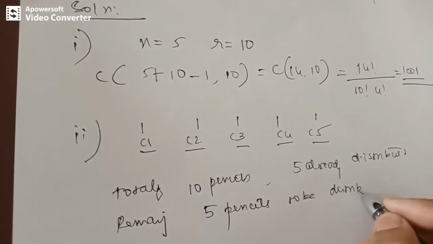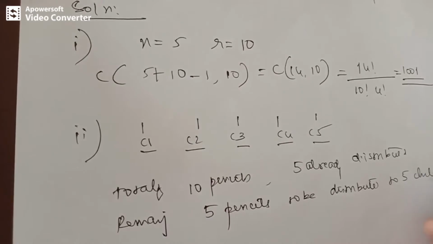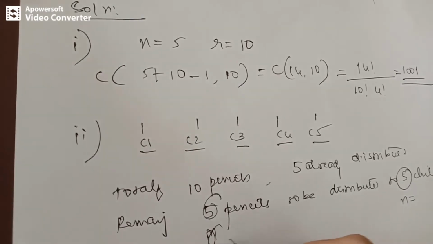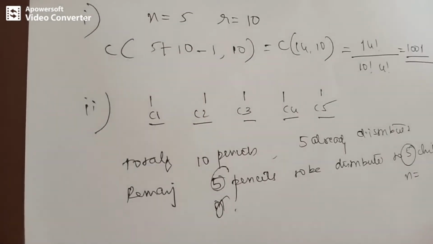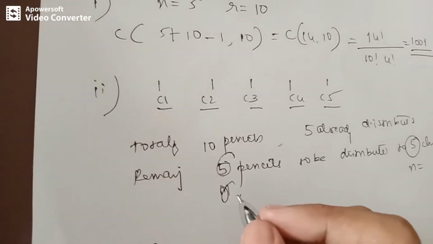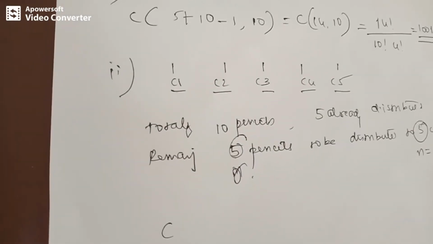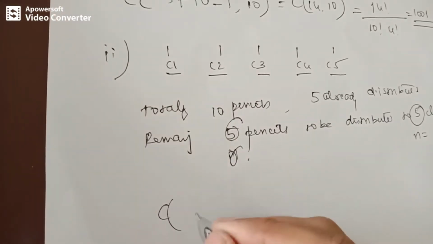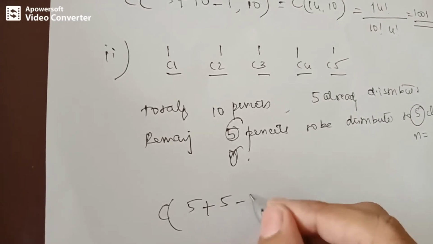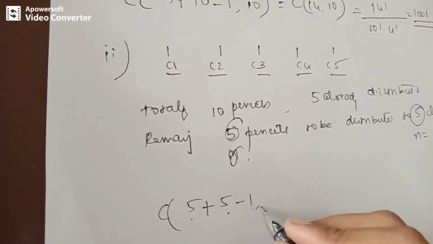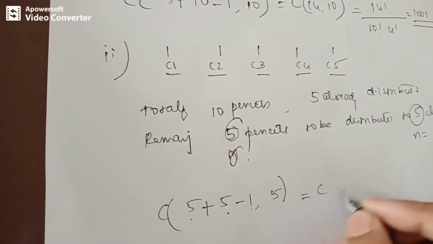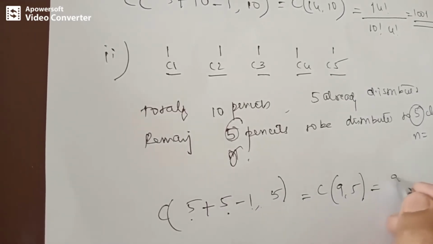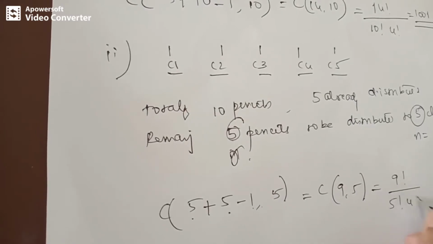to the 5 children. So again here the n value is 5 and r value is also 5. We can write the formula as the solution to the second sub question: C of n plus r minus 1 comma r. So it is C of 9 comma 5, which can be written as 9 factorial by 5 factorial into 4 factorial, which comes to around 126.